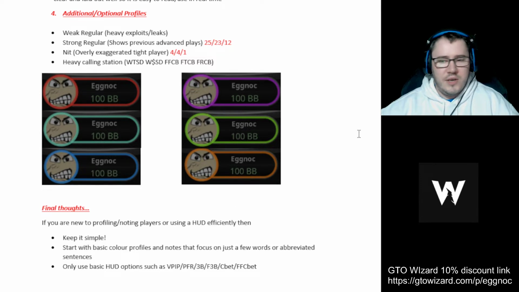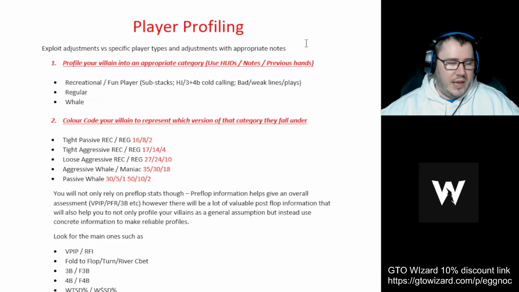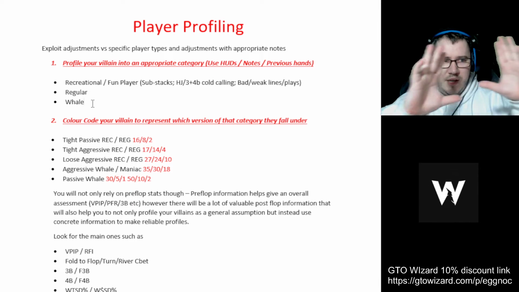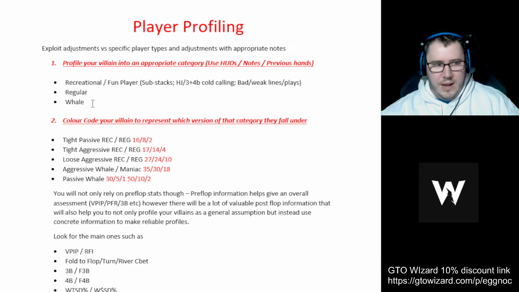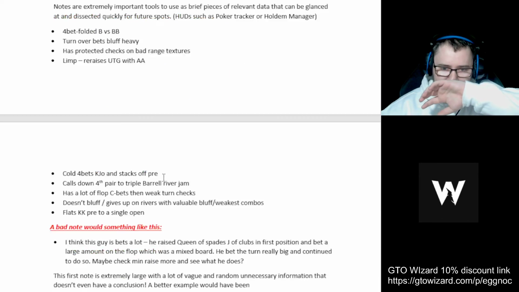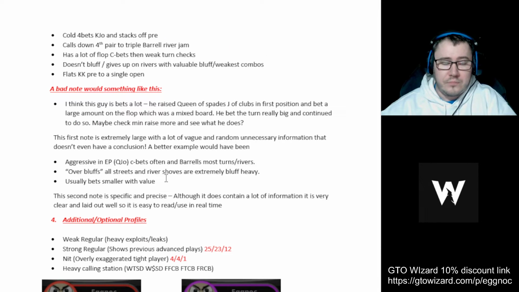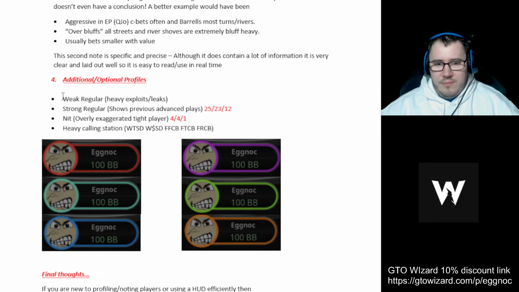Additional/optional profiles. So if we hover back to the beginning, we looked at some of the biggest examples of player profiles, things like a regular, a recreational, and a whale type of opponent, and then you would start specifying those, like aggressive whale, passive whale, tight aggressive regular, loose aggressive regular, etc. A couple of other interesting ones that you might want to add, things like this.